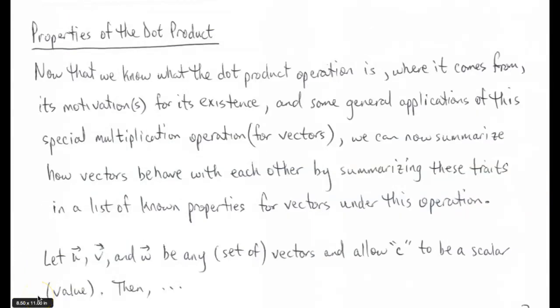Now, the final two things that we need to do in this video are to talk about the properties of the dot product, and then go into detail on defining, from a computational standpoint, what we mean when we talk about the projection of a vector onto another vector. So we know what the dot product operation is, where its motivation for existence comes from, and some general applications. Now what we're going to do is summarize how vectors behave with each other by summarizing in a list of known properties.